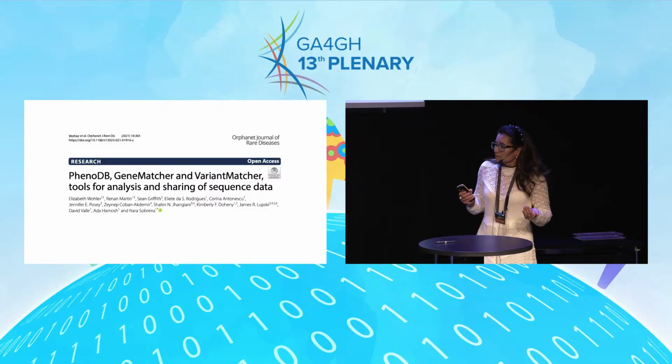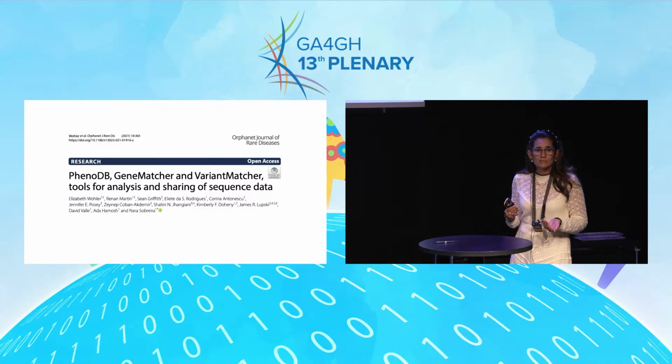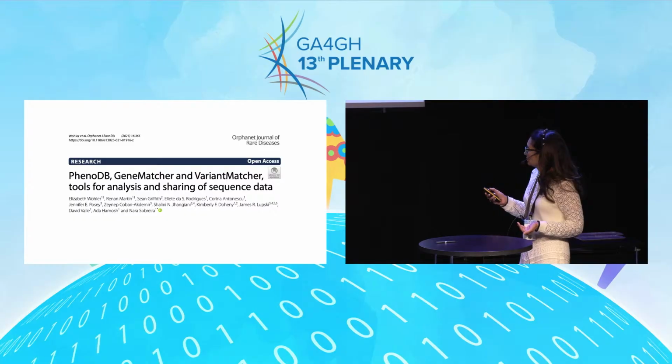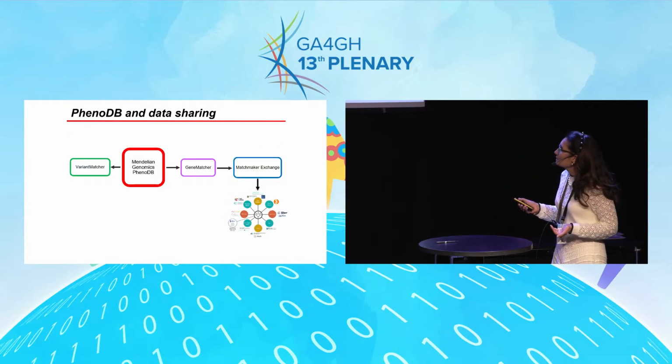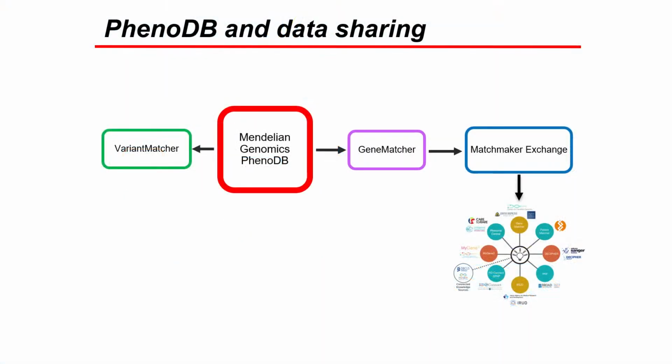Now, as part of our work, we have developed some tools, and I'm going to tell you a little bit about them today. And the tools that we have developed are PhenoDB, GeneMatcher, and VariantMatcher. I'm going to talk about GeneMatcher and VariantMatcher today, but it started with a database that we created, PhenoDB, to actually store the phenotypic and genomic data that we had created, or we were creating, as part of the Centers for Mendelian Genomics project.